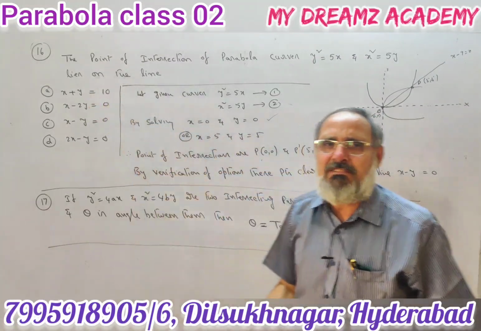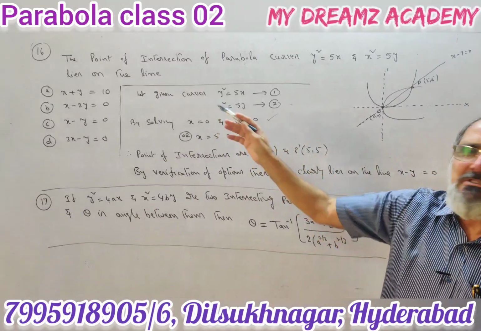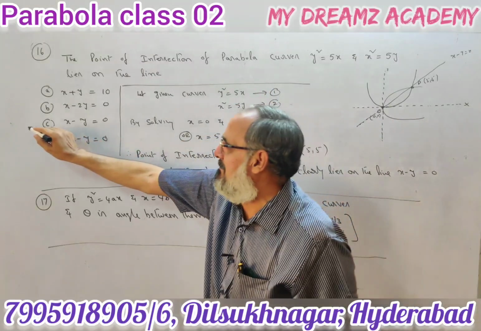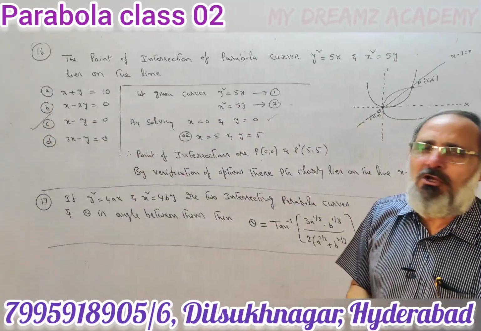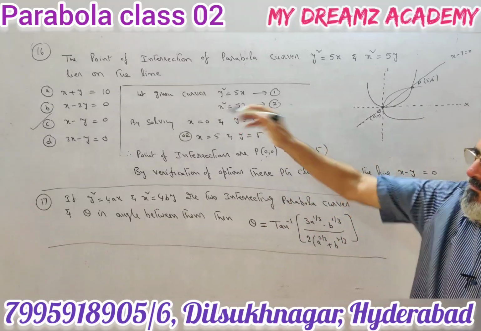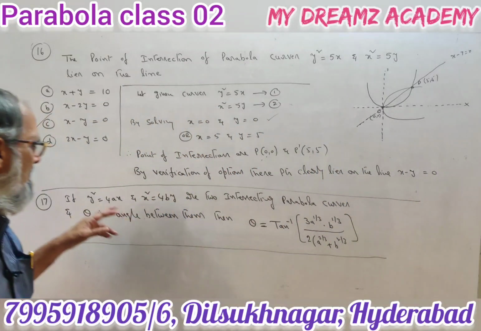Suppose you select the first option: 5 plus 5, 10 is correct, but 0 plus 0 is not equal to 10. First option fails. Like that, if you test, the third option satisfies both the points 0, 0 as well as 5, 5, that is x plus y minus 5.